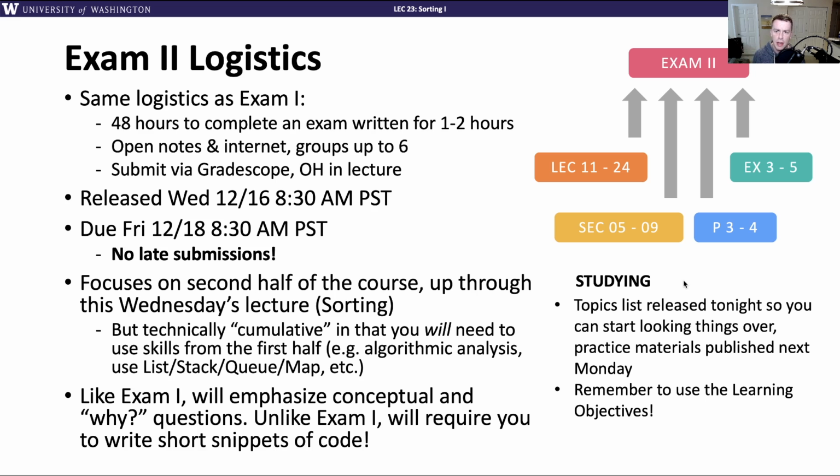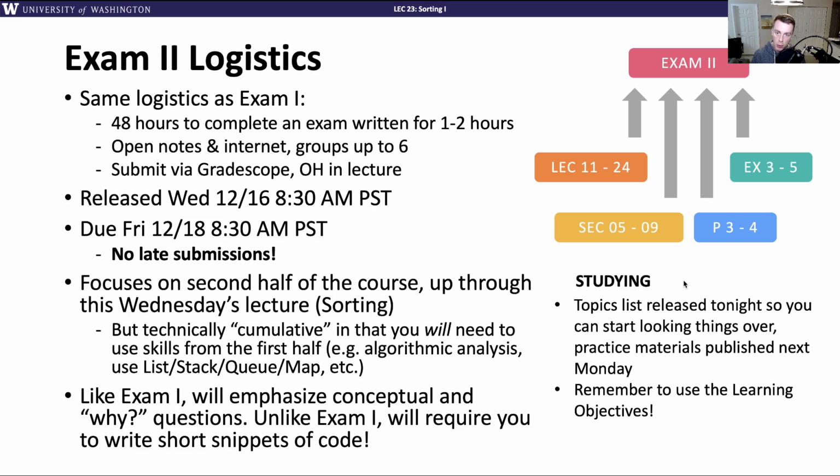I will put a clarification about office hours. I copied these slides from a previous quarter. We don't have lecture during finals week, so I'll mention office hours later. So it's going to be released Wednesday of finals week at 8:30 a.m. and is due Friday of finals week at 8:30 a.m. So 48 hours later.